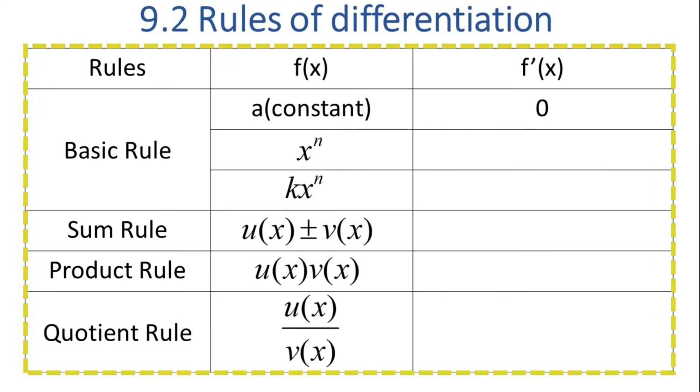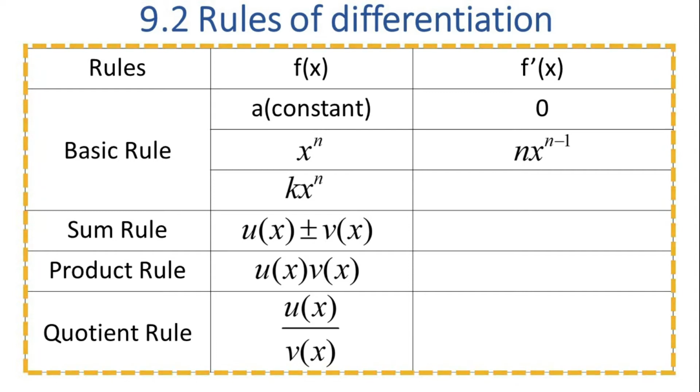Okay, so for 9.2 rules of differentiation, basically we have few rules that you can follow. First one, we call that a basic rule. For this basic rule, first one, whenever we have a constant as our function, the derivative of it would be 0, no doubt about it. Okay, second one, whenever we have x to the power of n, where in this case x is your variable and n would be your power, the rule would be bring your power to the front and then your whole power would be minus 1. That's how we get n x to the power of n minus 1.